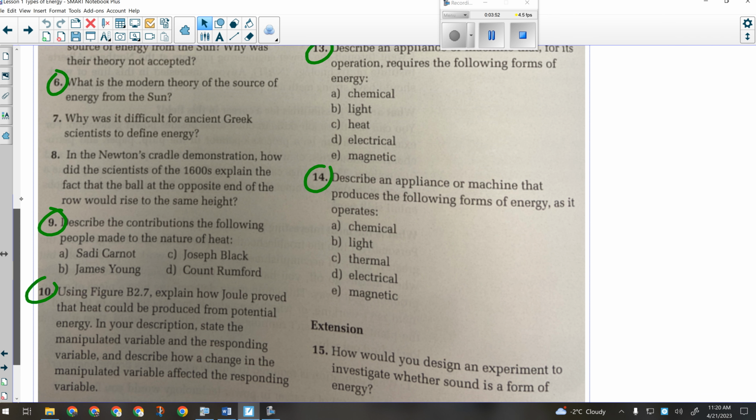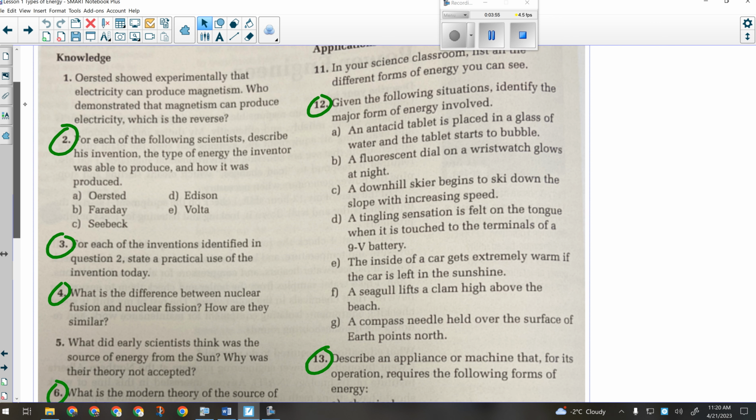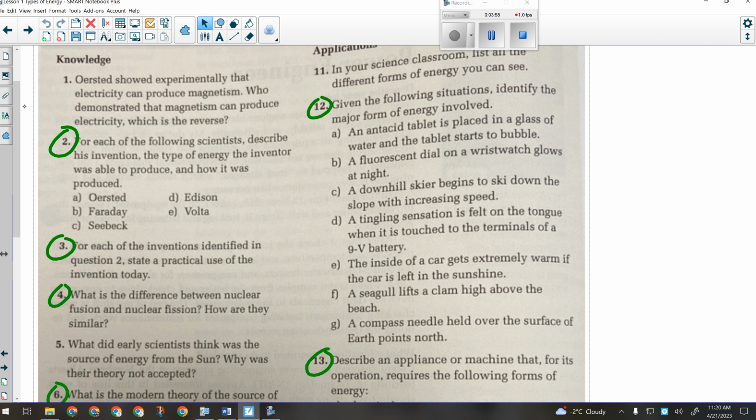Okay, looking at number 12. Given the following situations, what's the major form of energy involved? An antacid tablet starts to bubble. Chemical energy. Okay, chemical energy for that one. Fluorescent dial on a wristwatch glows at night. Light energy. Okay, downhill skier begins to ski down the slope with increasing speed. Mechanical energy would be the best answer for that, but I would accept potential or kinetic as well.